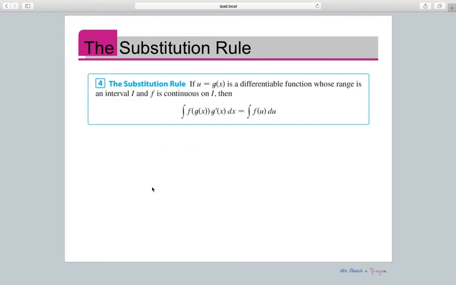So here's a version of the substitution rule. I don't know how useful it is. You don't need to memorize it. It's really going to be a procedure where there's going to be a little bit of guess and check the first few times, but I can kind of prove it to you.